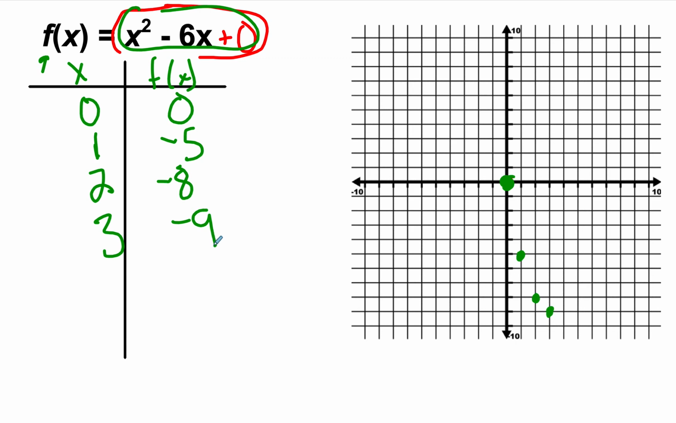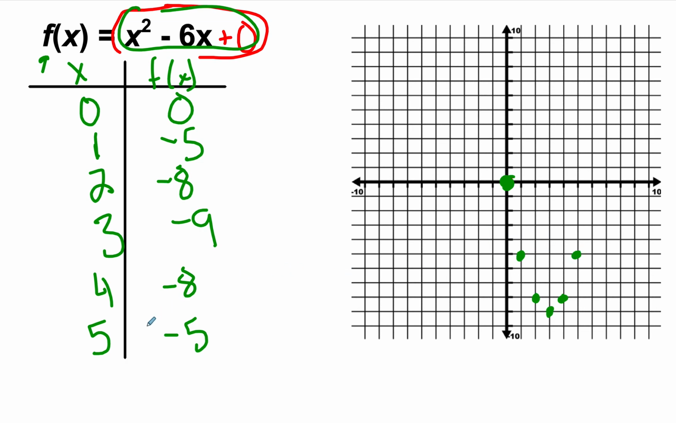Do you see any patterns so far? Let's see what else we can do. Let's try 4. 4 squared is 16. 6 times 4 is 24. 16 minus 24 is negative 8. So, aha, we have a repeating value. What do you think 5 is going to be? 5 should be negative 5. Let's see if that's true. 5 times 5 is 25. 6 times 5 is 30. 25 minus 30 is negative 5, and it is.